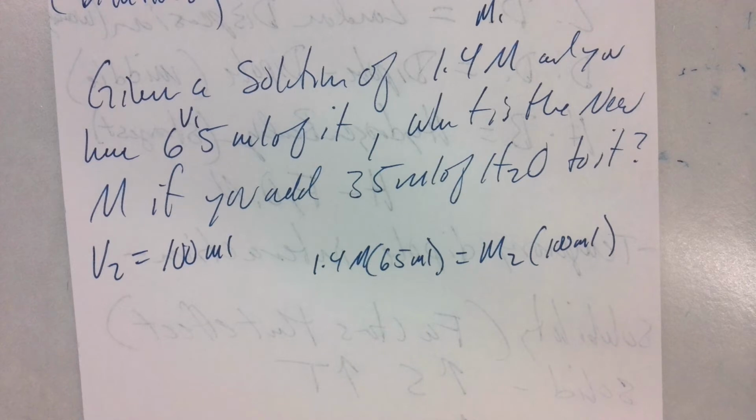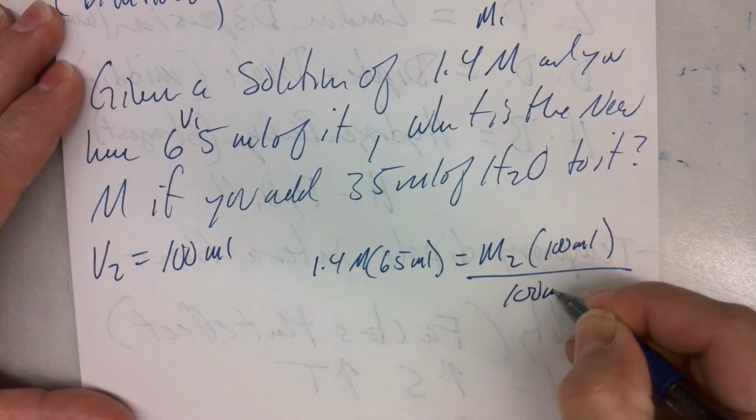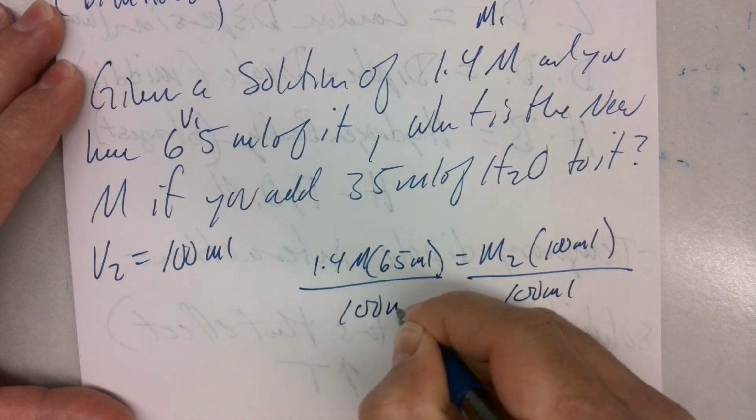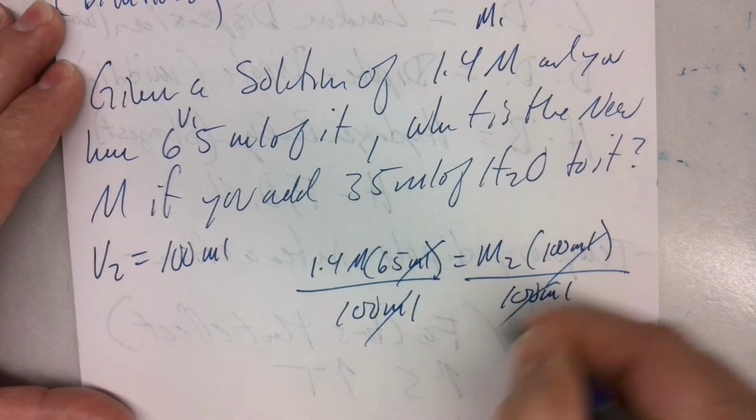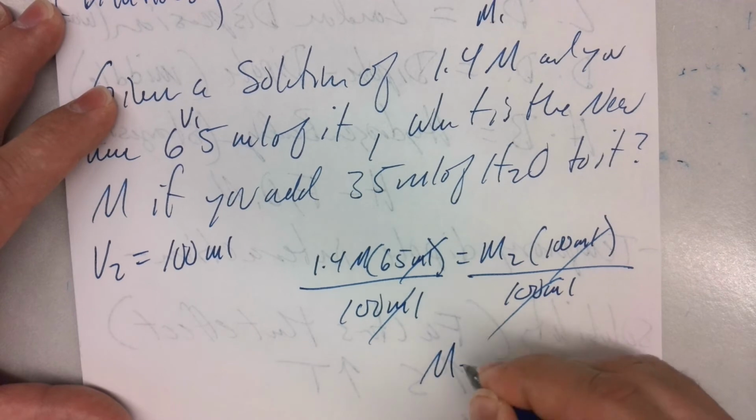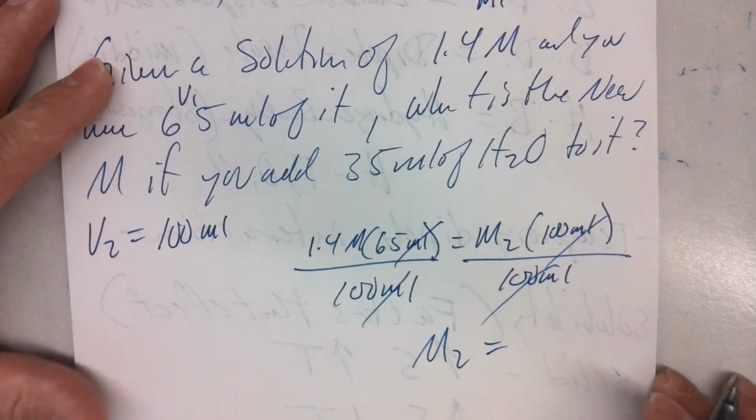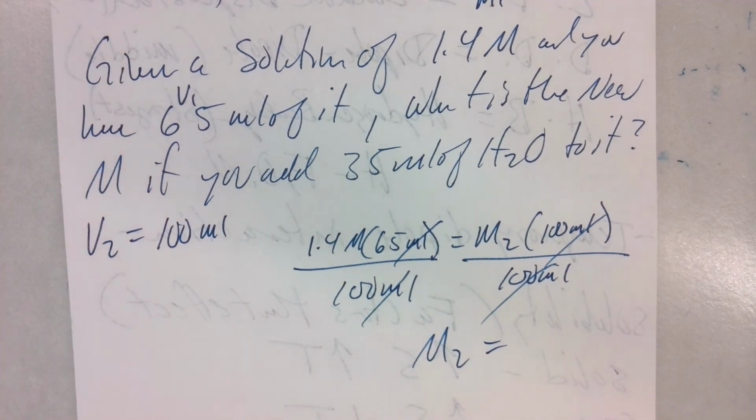Exactly. Who was that? Hudman. Hudman, nice job. Because when I do this, my 100 mils, I'm going to divide off my 100 mils. They're going away, so they don't matter. That's going to leave my M2 as what? 0.91? Yeah.